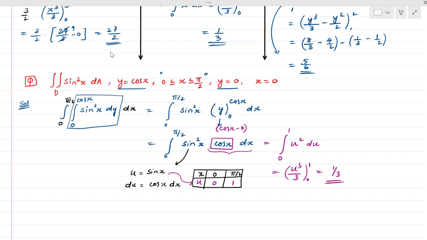So this is the introduction of the double and single integral, definite, indefinite, constant limit, variable limit.